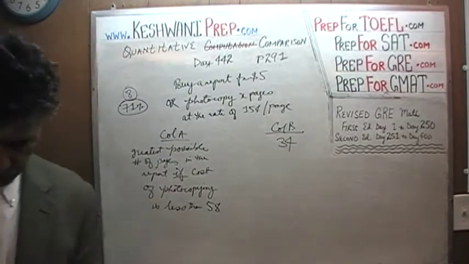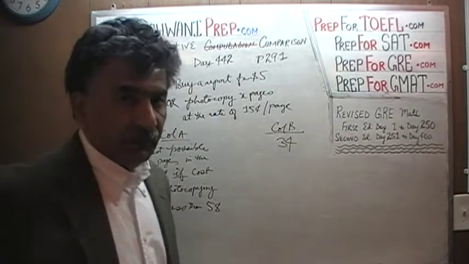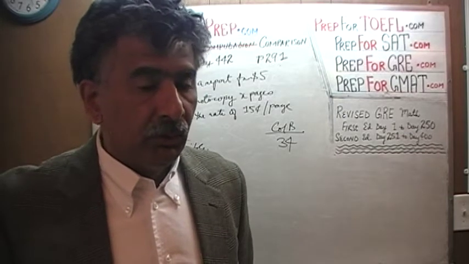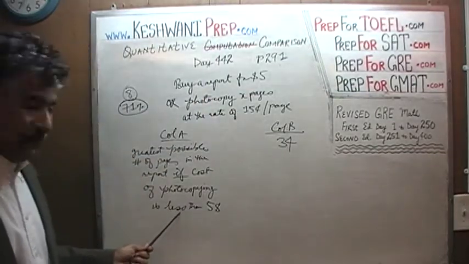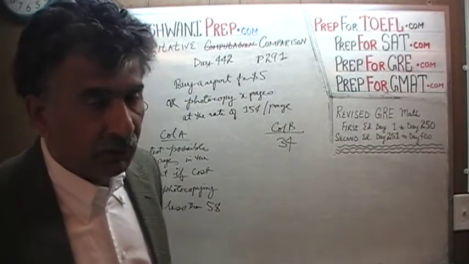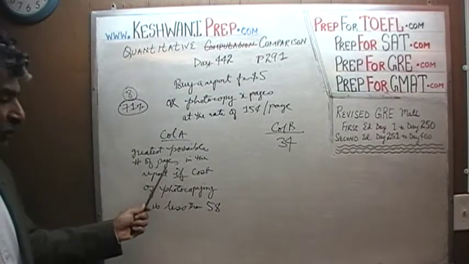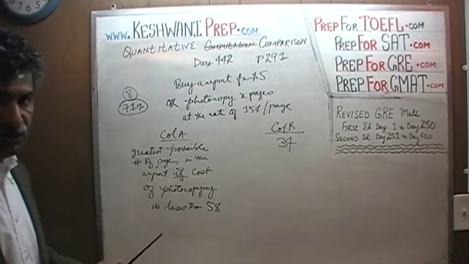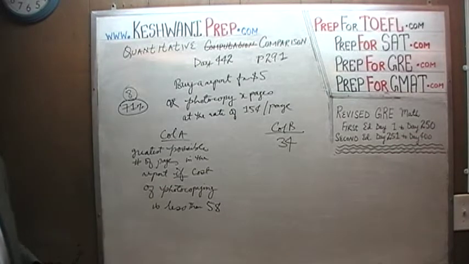One more time, let's make sure that we understand what we're talking about here. They're asking us to see whether it's cheaper to simply buy the report for $5 or to photocopy each of the pages. In order for it to be cheaper for us to photocopy the entire report, what is the greatest possible number of pages that we can have in the report, compared to 34? I'll give you 5 seconds to pause and unpause the video. Do it yourself as always.